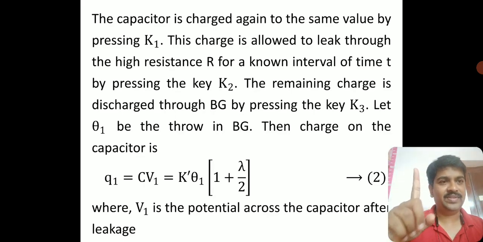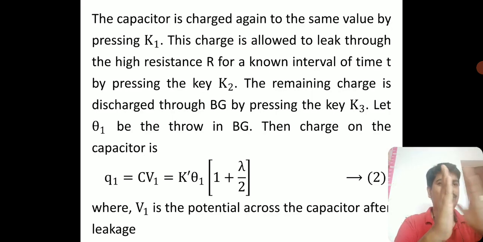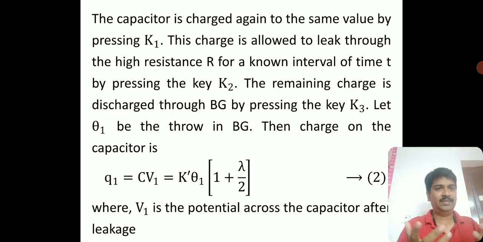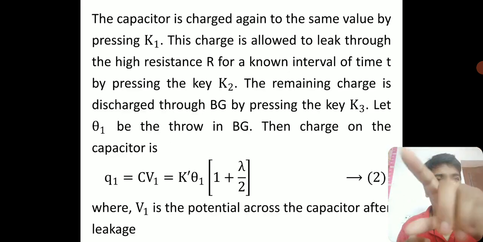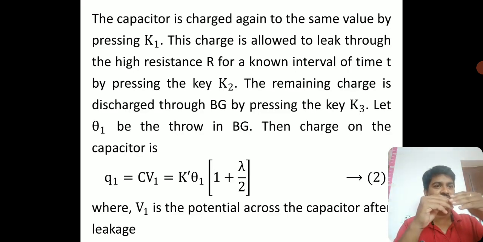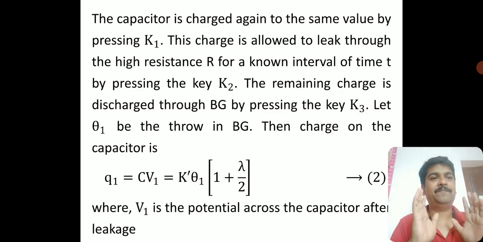You have to know one thing: if charge goes through the BG, it gives a throw. So it gives an angle theta. The spot will move on the scale, and you have to note down the theta. That's how BG works. If charge goes through the ballistic galvanometer, it gives a deflection. The coil of the BG gets deflected. You can note down the deflection by looking at the spot which is moving on the scale.